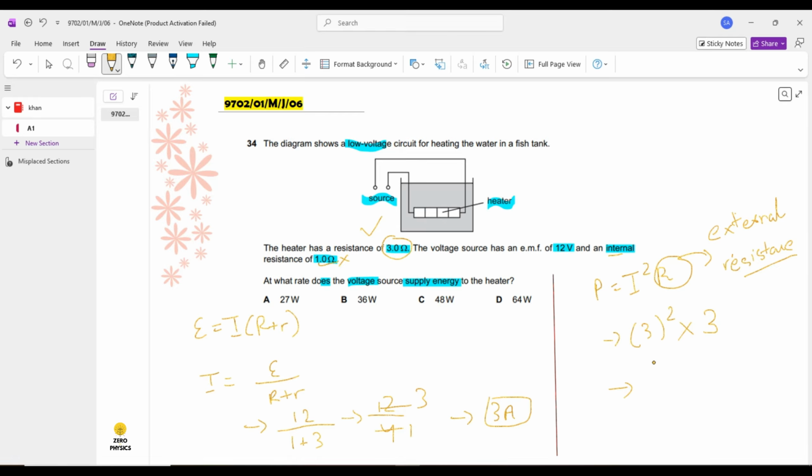Always use external. So 3 times 3 is 9, multiplied by 3, 9 times 3 is 27. 27 watts will be your full and final answer. A will be the correct option.